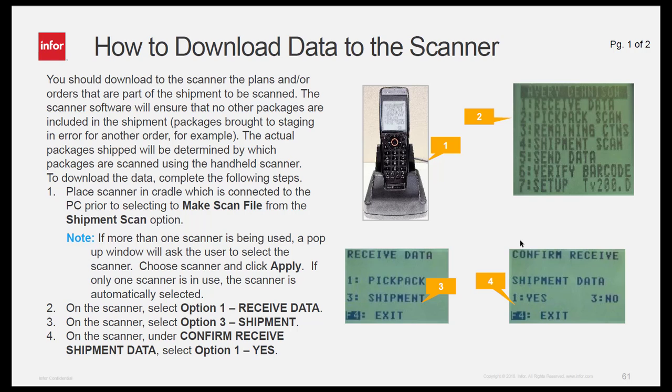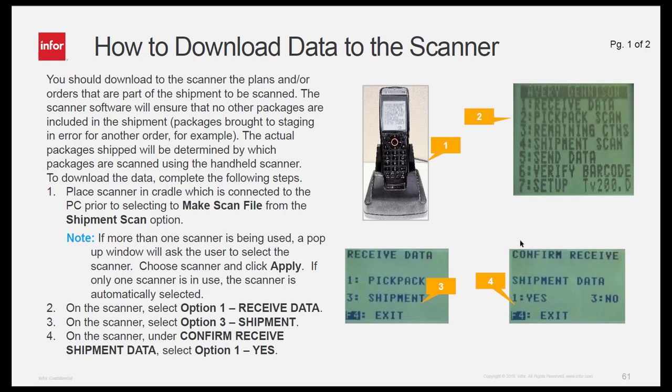You will proceed to click the number 1 on the scanner while it is on the cradle. This is going to be your receive data option. This will initiate the download into the scanner. Then you will pick the kind of information that you are receiving, which is going to be 3.